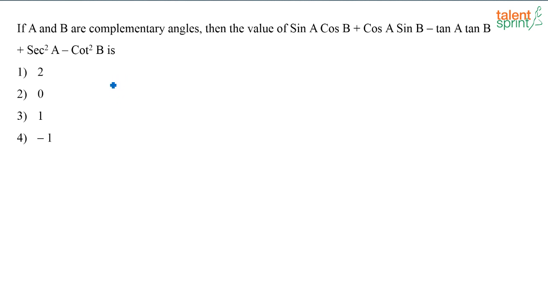What is given here? A and B are complementary angles, correct? So complementary angles means if I add A and B, A plus B is equal to 90 degrees. When do you say two angles are complementary? When the sum of the angles is equal to 90 degrees. So Suresh says, ma'am, please wait. Okay, are you trying the question, Suresh? Is that why you're wanting me to wait?